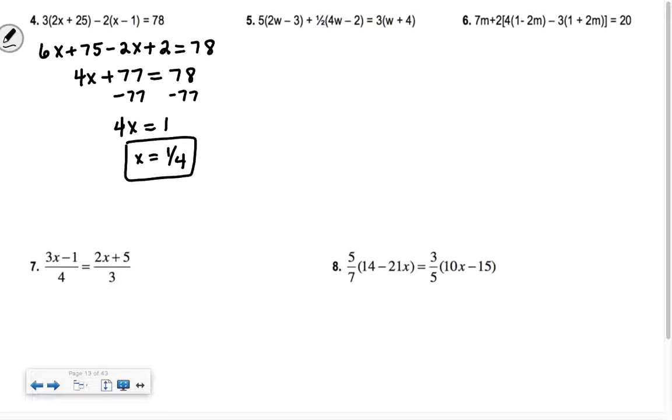All right, the next one, we're going to distribute our 5. So I have 10w minus 15 plus, I'm distributing the 1/2, so 1/2 of 4 and 1/2 of negative 2. So I'm going to have 2w minus 1 equals 3w plus 12.